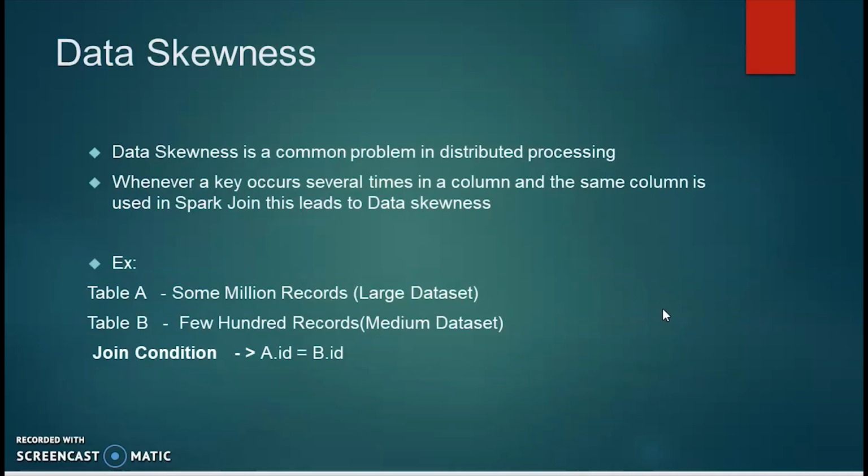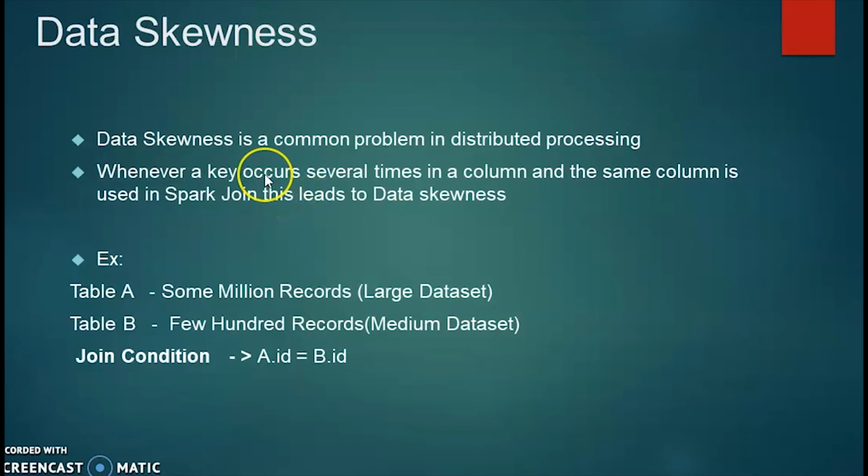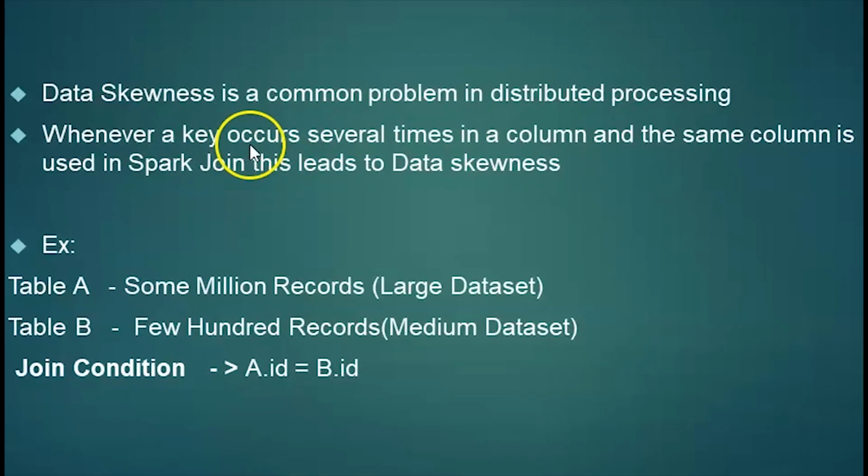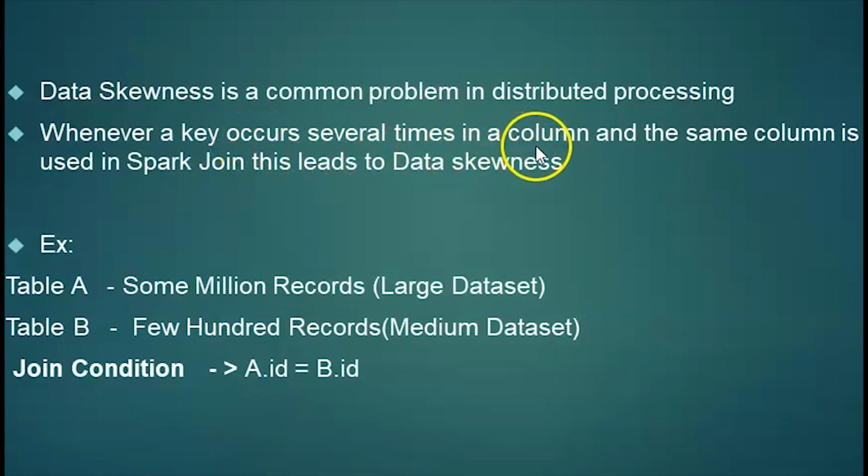So, data skewness is a major problem in distributed processing. Whenever we use Spark and the DataFrame API and we try joining two tables or two data sets, we get into this issue. So, what is data skewness? When a key occurs several times in a column and the same column is used in a Spark join, this leads to data skewness.